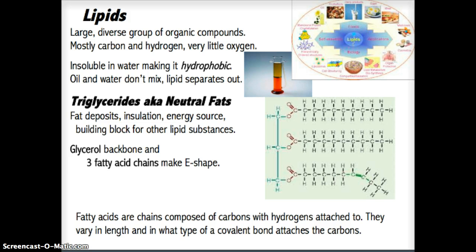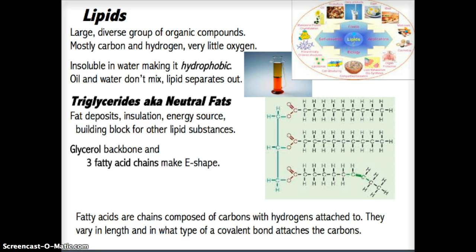This quality, this hydrogen and oxygen ratio not being similar to that of water, makes these molecules insoluble in water. So those are known to be hydrophobic. The easy visual is salad dressing. Oil and vinegar don't mix, oil and water don't mix, and the lipids will separate out.